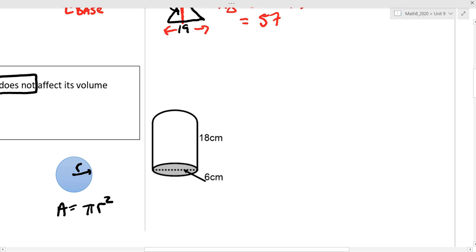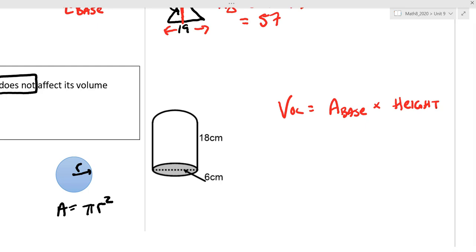We have a cylinder. Volume is the same formula: area of your base times your height. Okay. So of this prism, what's its base? Yes, Alana? It's the circle at the bottom. So that is your base. Okay? What is the height of this prism?